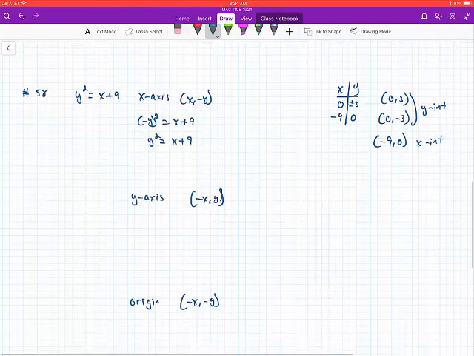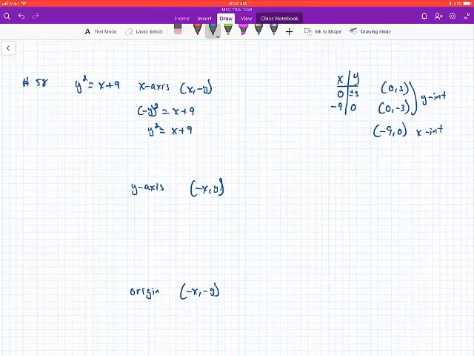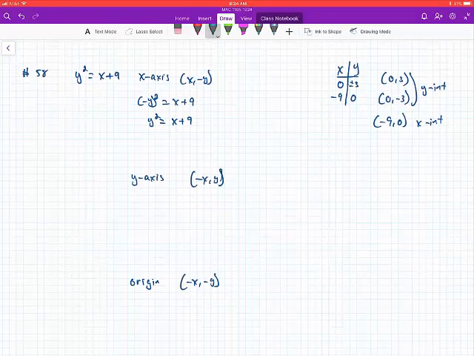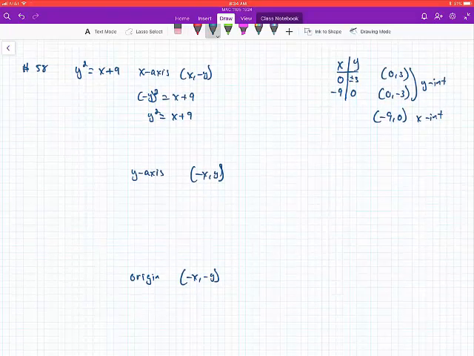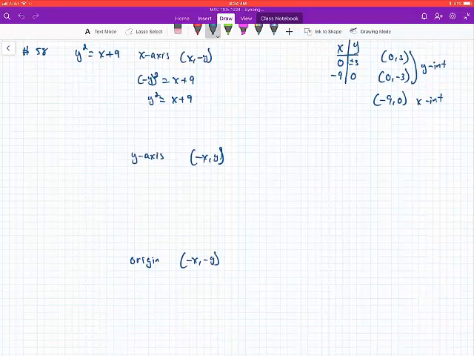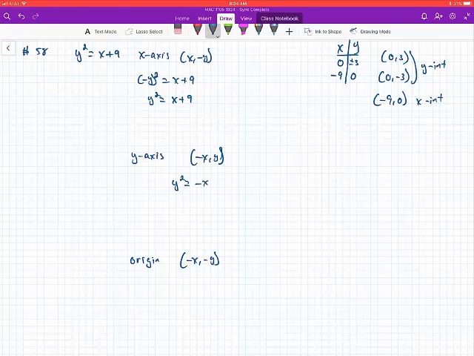Now, I know that if it's symmetric with respect to the x-axis, it won't be with respect to the y-axis and the origin, but I'm going to carry it out so you can see what it should look like when you do it. So for the y-axis, I'm going to have y squared is equal to negative x plus 9. And you can clearly see that this does not equal the original equation, so it would not be symmetric with respect to the y-axis.